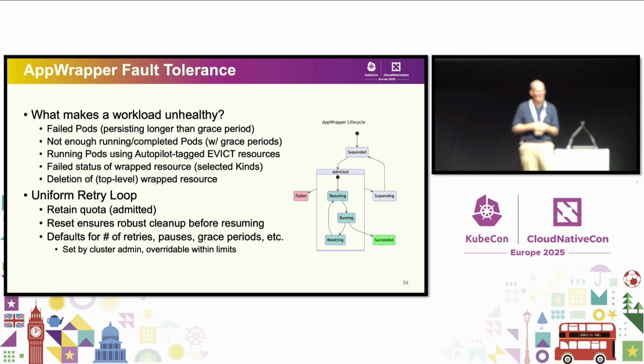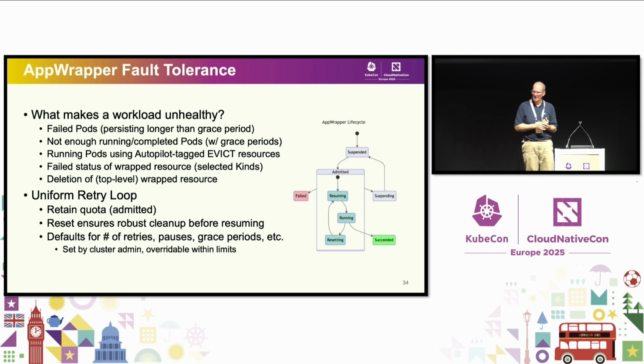Similarly, the top-level kinds, like a PyTorch job, Ray job, things like that, the batch job, they have statuses. And so if one of those goes to a failed status, then that means the workload has failed, and we can recover that. And finally, the user may go in and delete their top-level resource. They may forget there's an app wrapper there and just delete the PyTorch job or delete some secret that was created as part of the job. And we interpret that as the user saying, there's something wrong with this workload. Please get rid of it for me. Or I forgot about it, but I need to get rid of it.